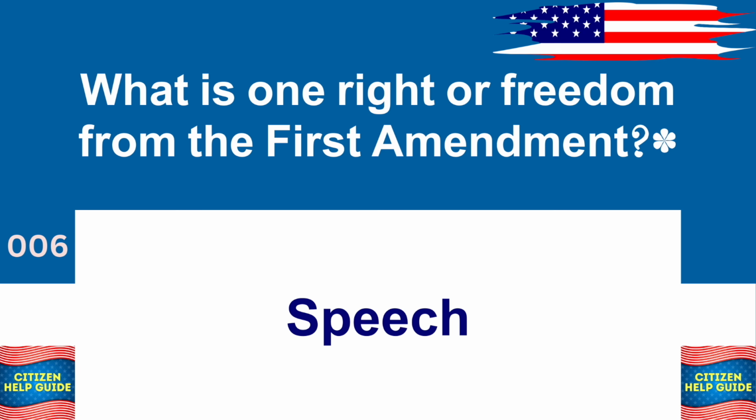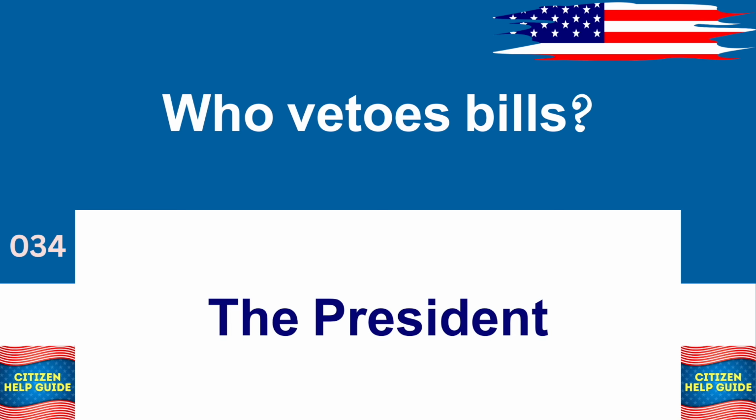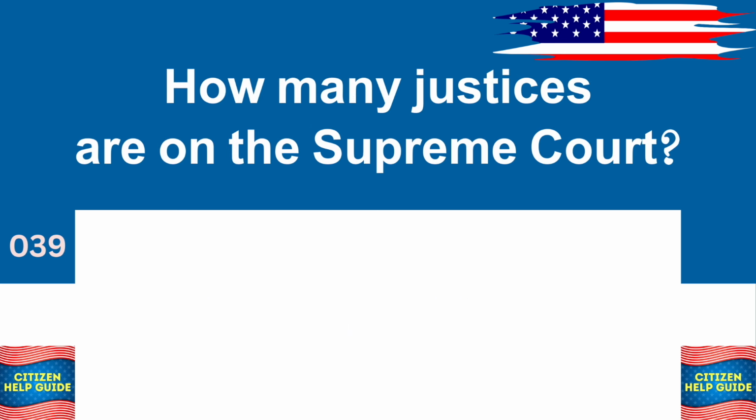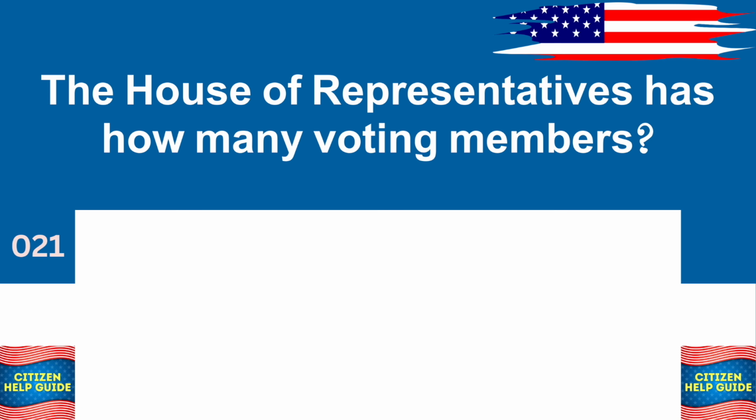Who vetoes bills? The President. How many justices are on the Supreme Court? Nine. The House of Representatives has how many voting members? 435.